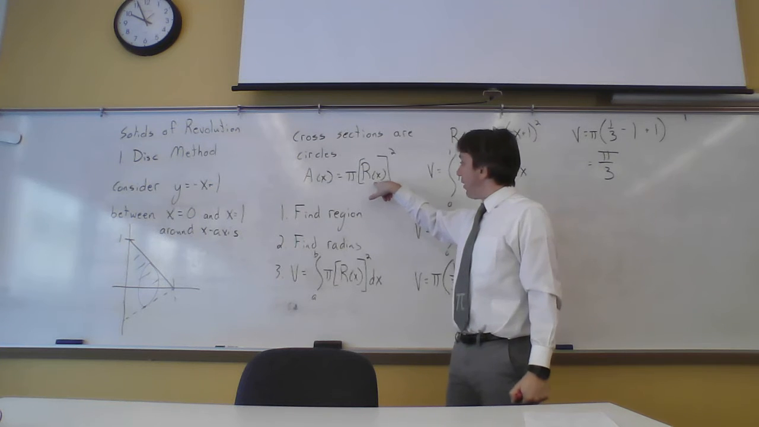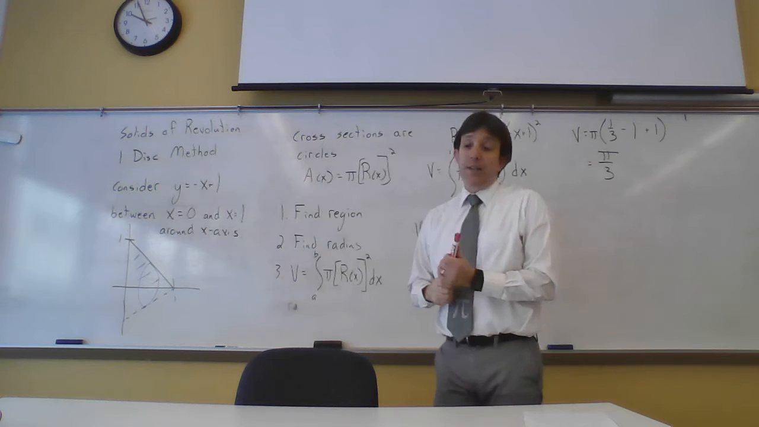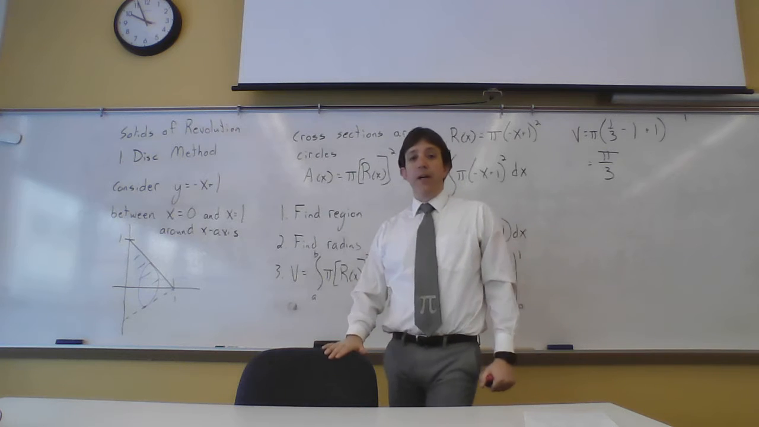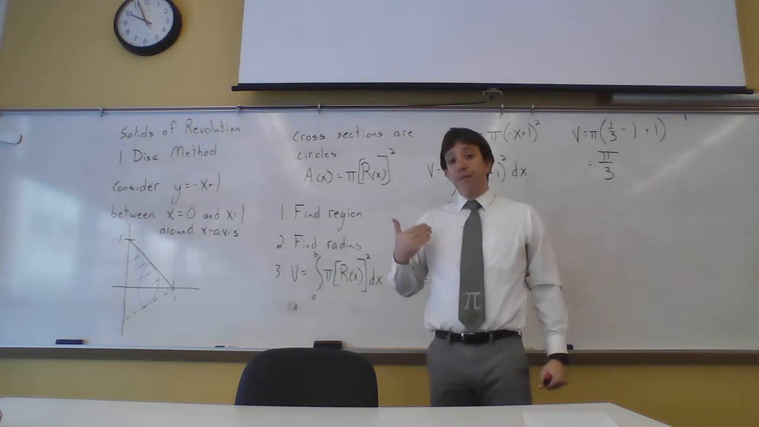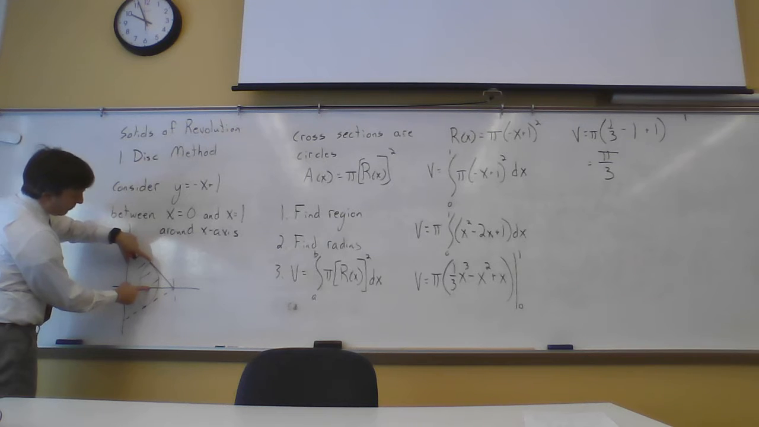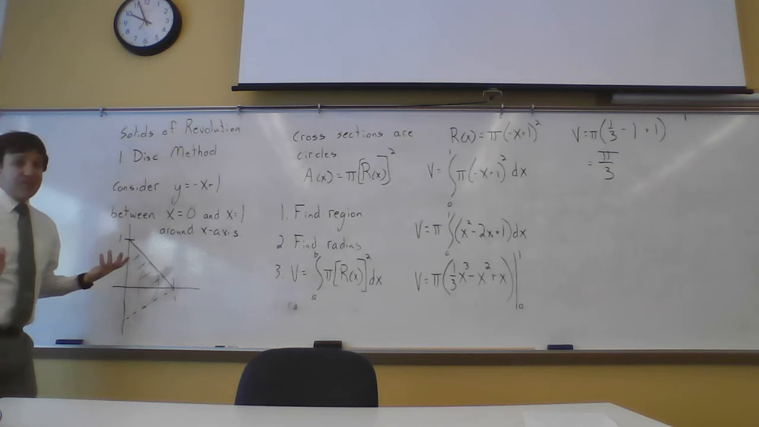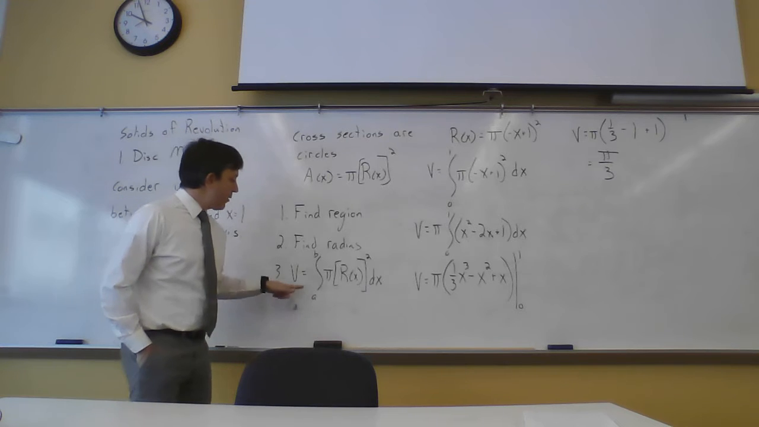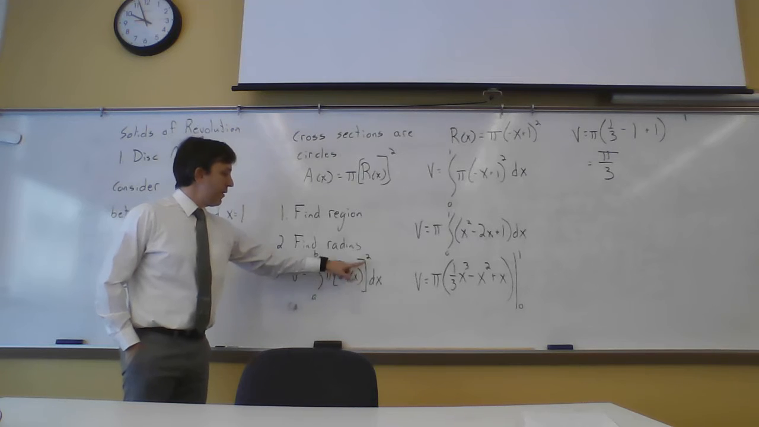Now you notice I used r of x here instead of just an r because our radius is going to be a function of x. So we need to do three things. First, we have to actually find a region, which we did. We already sketched the region. We looked at where it's rotating. Step two, we have to find the radius. For this particular function, the radius is just the distance from y equals negative x plus 1 to the x-axis. It's just negative x plus 1. That's the radius. And then the volume will always be the integral from a to b, or in this case from 0 to 1, of pi times that radius squared.